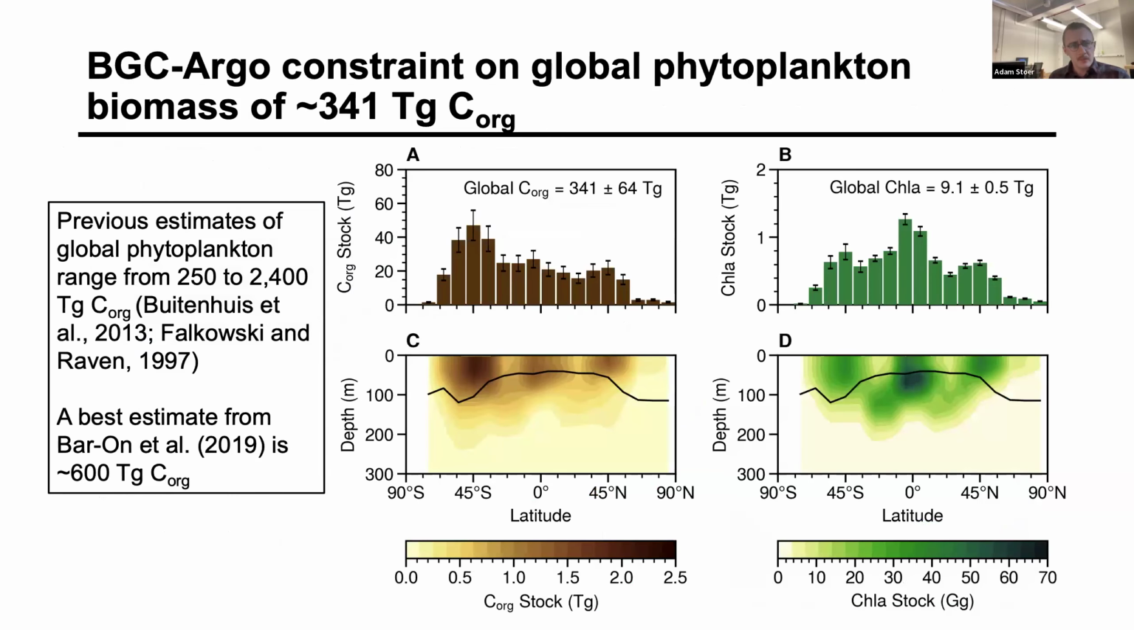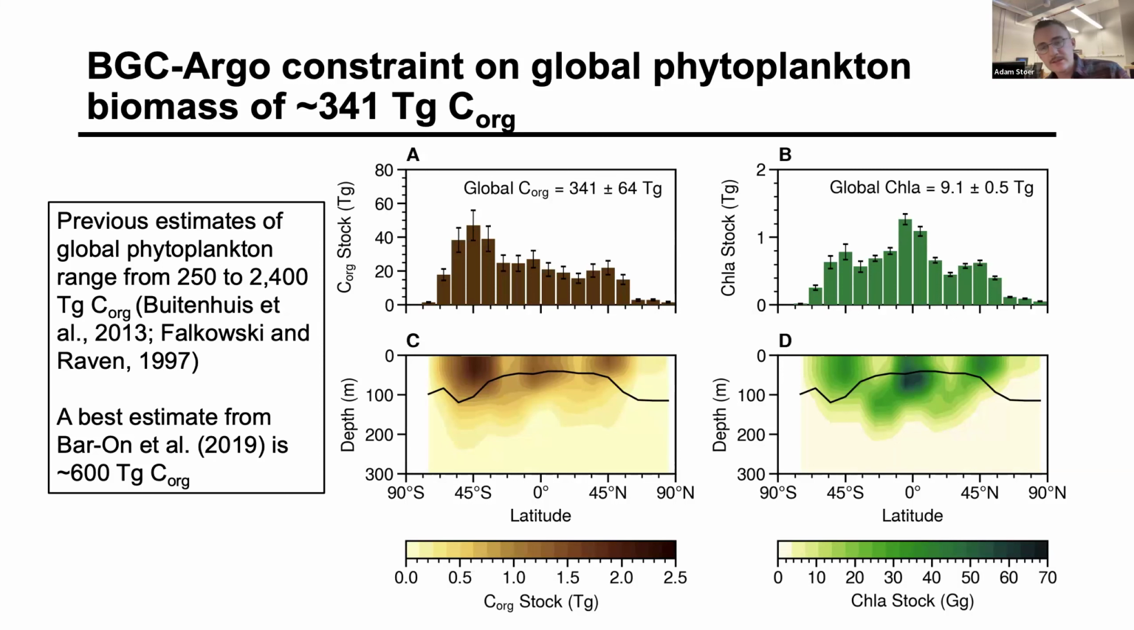And so using BGC Argo, we can greatly constrain how much phytoplankton there are in the ocean to about 340 teragrams by adding up all those latitudinal averages and calculating the total stock within those areas. And if you compare that to previous estimates, which range from about 250 to 2,400 teragrams of carbon, we're very much constraining this number down to a much smaller range using BGC Argo.